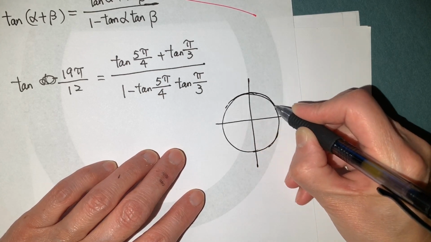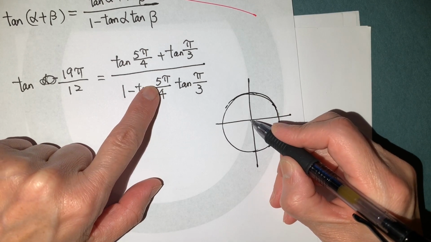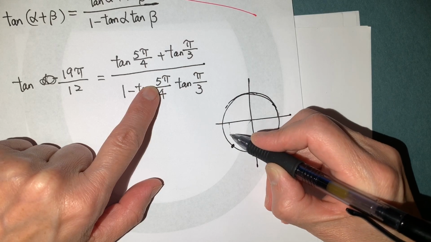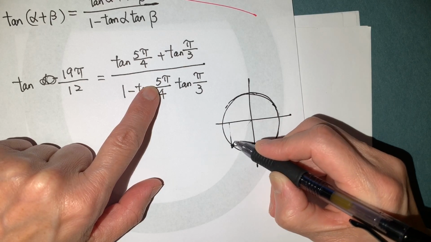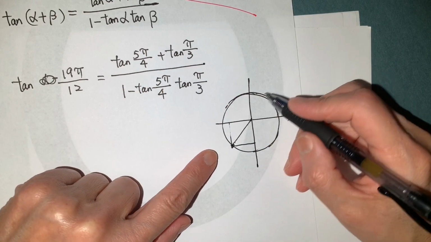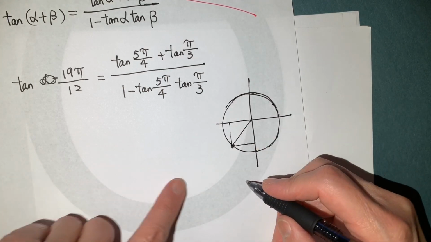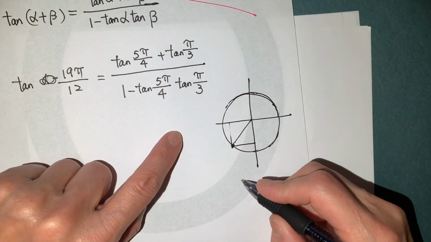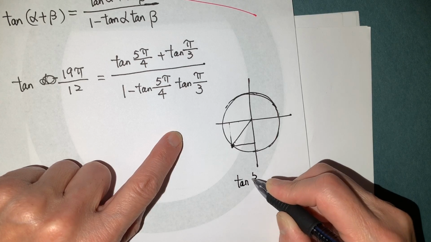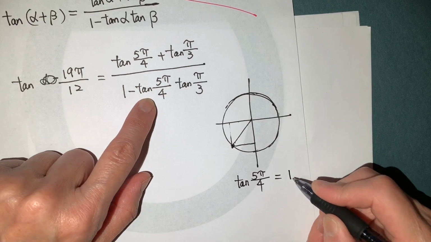This one is not so good. So 5 pi over 4 is here. The x value and y value are the same, so the tangent is negative 1 over negative 1, so positive 1. Let's write it down: tangent 5 pi over 4 equals 1.